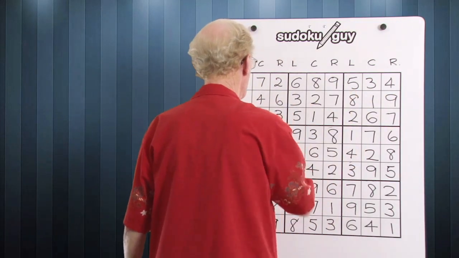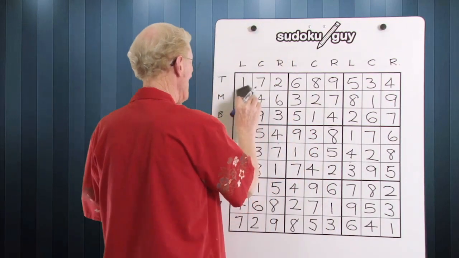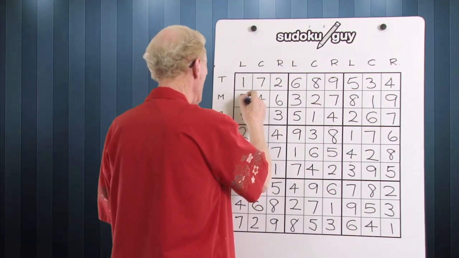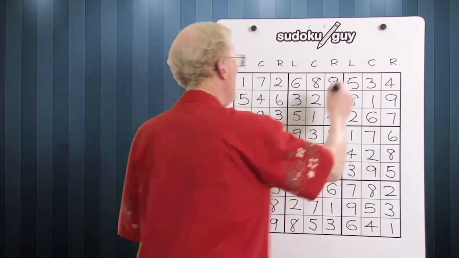None, that's correct. Now this block has only got 1 left in it, and there's a little 5 that has to be a 5. There's the only 1 left. So that becomes a 5. And voila, we have completed our puzzle.